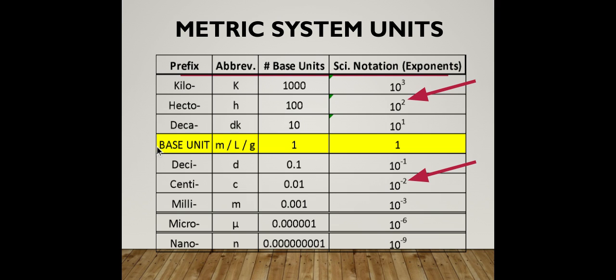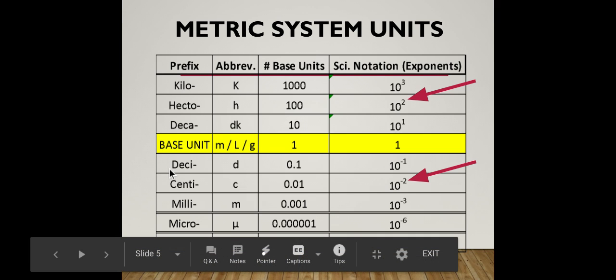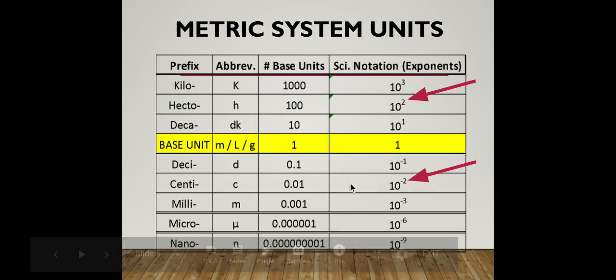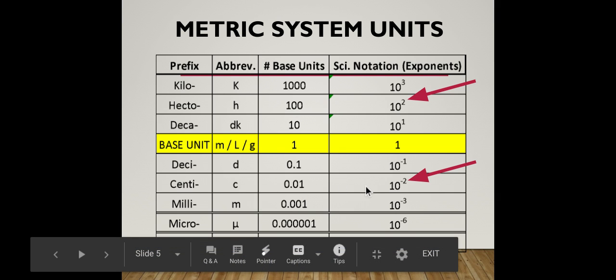If we're decreasing, getting smaller, we have deci, which is 1/10, or 10 to the negative 1 of the base unit. Centi is represented by a c. That's 1/100th, or 10 to the negative 2. Milli is going to be represented by a lowercase m, and that's 1/1000th, or 10 to the negative 3.